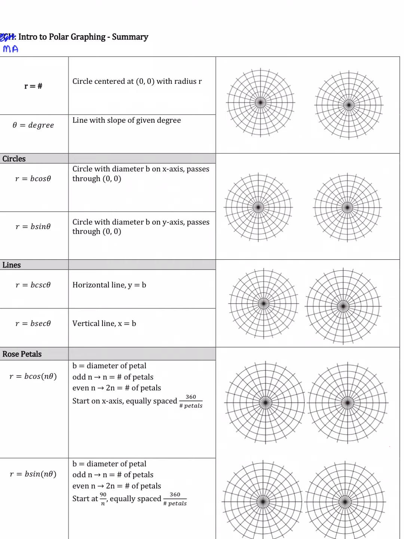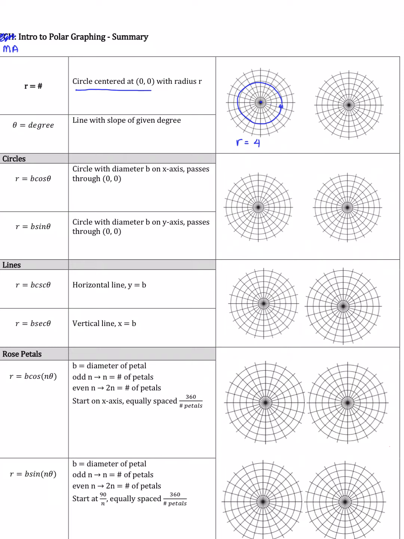So if you get r equals a number, say for instance r equals 4, that's just a circle: 1, 2, 3, go out a radius of 4, and it's a circle that just has the pole at its center. So that's all that is. A circle centered at 0, 0 with that radius.